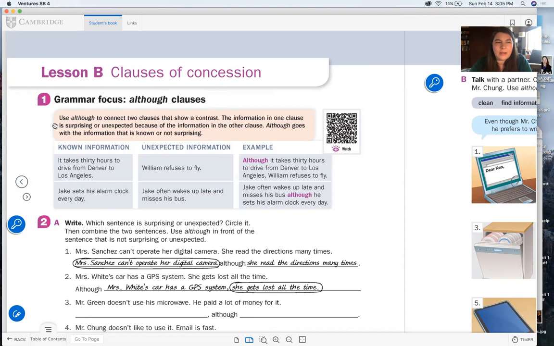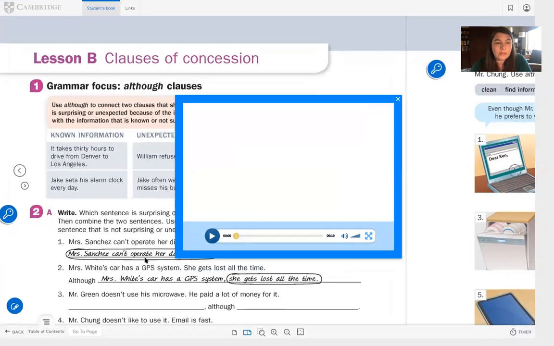So let's read this for a second. We use although or even though to connect two clauses or two short sentences that show a contrast. And by contrast, it means either something positive, then something negative, a change. The information in one clause is surprising or unexpected because of the information in the other clause. Although goes with the information that is known or not surprising. Let's look at this explanation and then I will give you some more examples to help you understand when we use it.